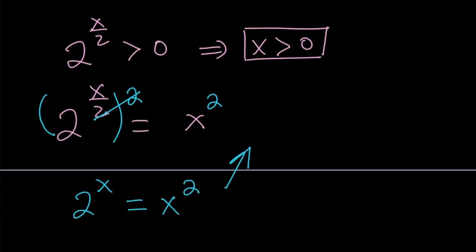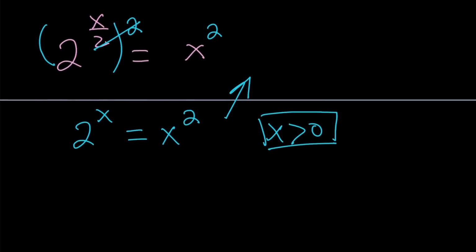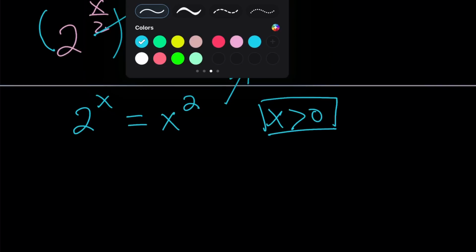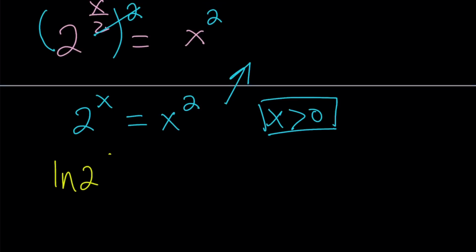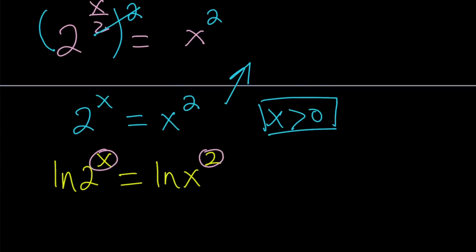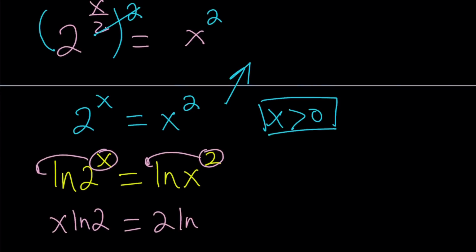Okay, so we have this equation with the condition x is greater than 0. So we're only going to be looking at positive values of x. So how do you solve this equation? Since we have some variables in the exponent, let's go ahead and natural log both sides. Now, this means we can move the exponents. And that gives us x ln 2 equals 2 ln x.